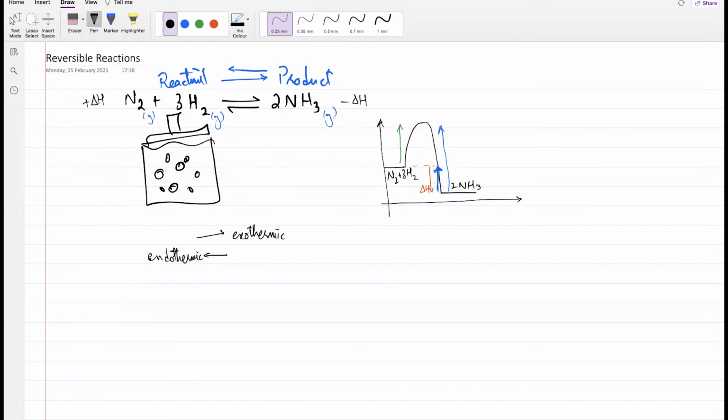Now, what does that mean? That means that in the forward direction, when it's going from nitrogen to ammonia, it's going to release energy. It's going to release kinetic energy, and the temperature is going to go up. On the opposite side, it's going to be endothermic, which means it's going to absorb energy. Endothermic side means that it is absorbing energy. Okay, that's one factor.